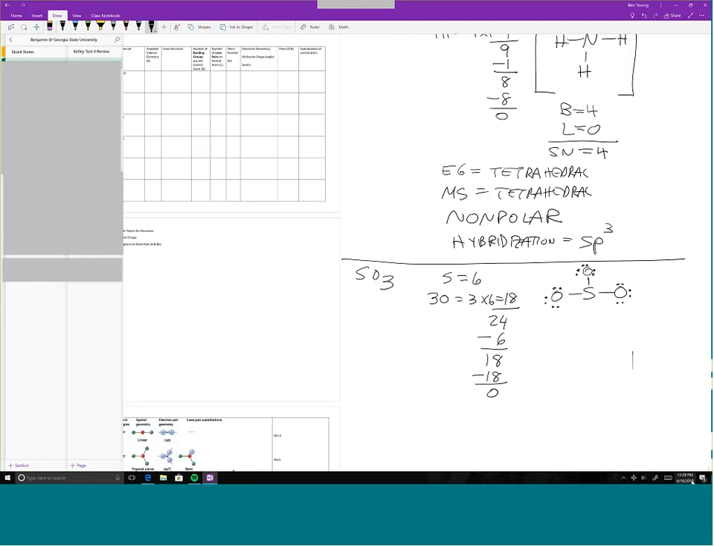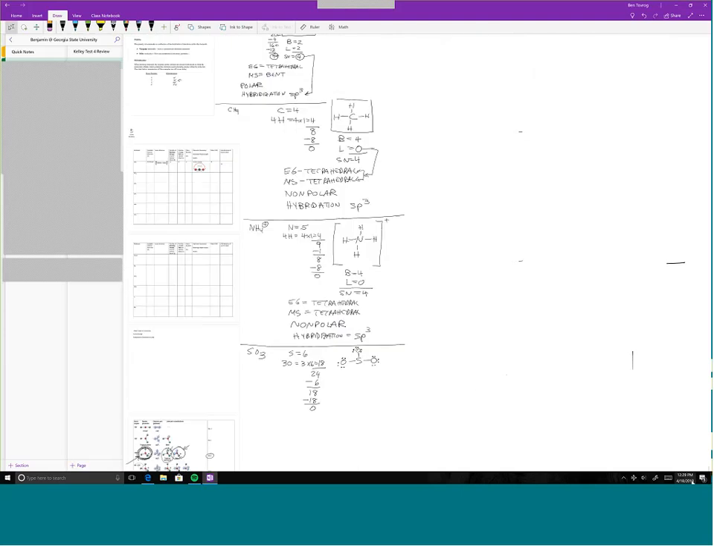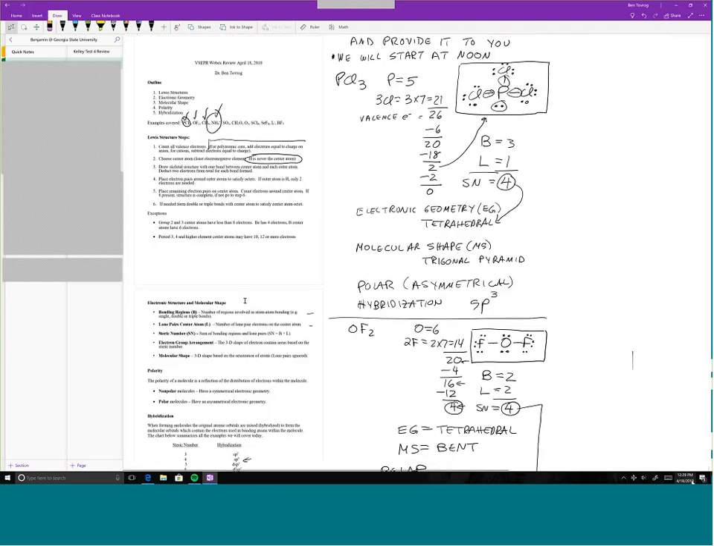But the question is, are we done? Let's go back. I know we're getting a little out of phase with our rules here. Let's look at our rules. Let's make this a little bigger. So we've placed the electrons around the outer atoms to satisfy their octet. Place remaining electron pairs on the center atom. Well, we don't have any. But that doesn't mean we're done.